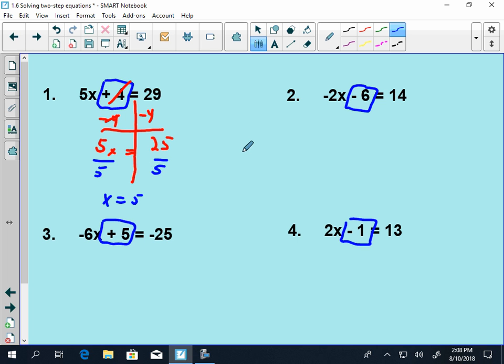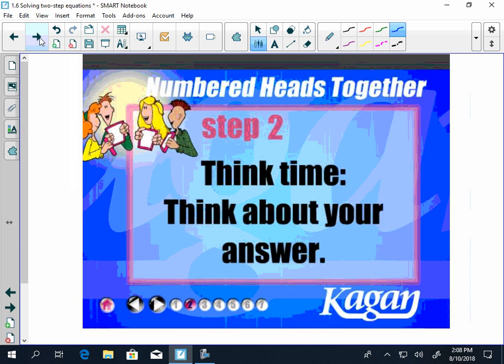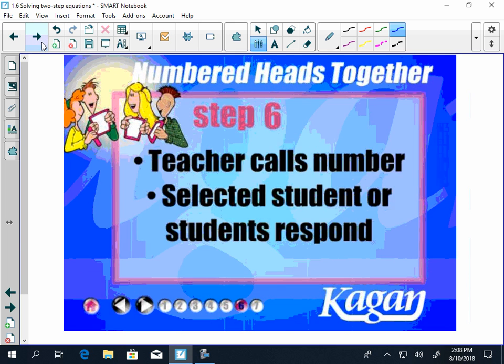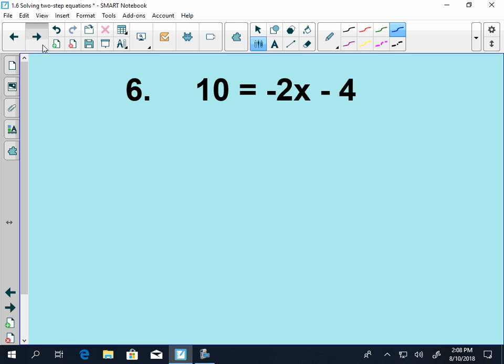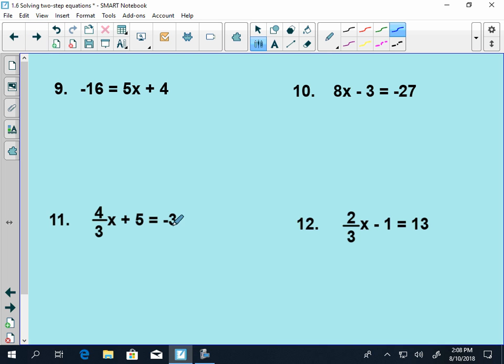So I'm going to leave those for you to do, and I'm going to scoot down to this one. Think, pair, share. There we go. Number 12. Do you guys have number 12 on yours? Yeah. Okay, so again, same thing. I get rid of the number that's by itself first. So I +1. These cancel. 2 over 3x equals 14.